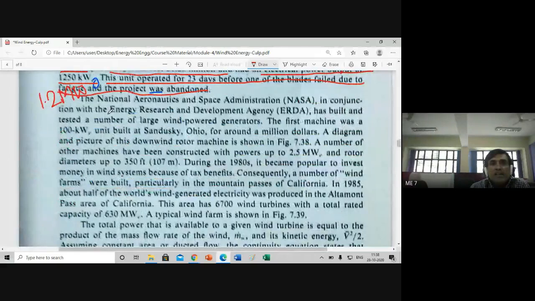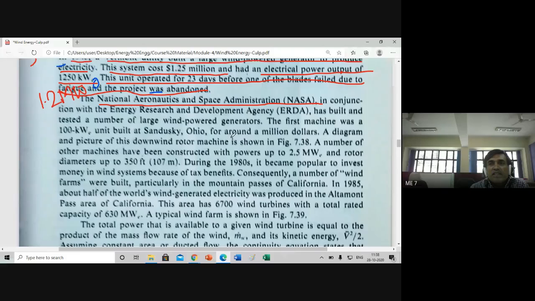The National Aeronautics and Space Administration, NASA, in conjunction with the Energy Research and Development Agency, ERDA, has built and tested a number of stage wind-powered generators. The first machine was a 100 kilowatt unit built at Sandusky, Ohio, for around $1 million. A diagram and picture of this downwind rotor machine is shown in the figure. That is this one.